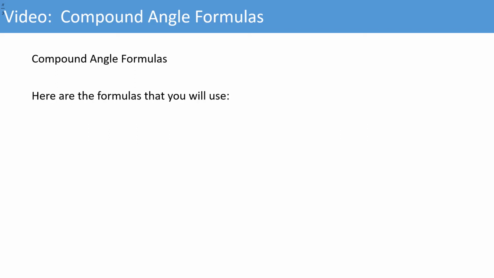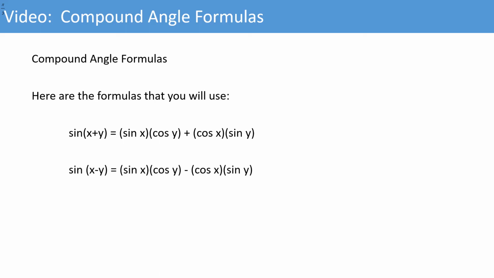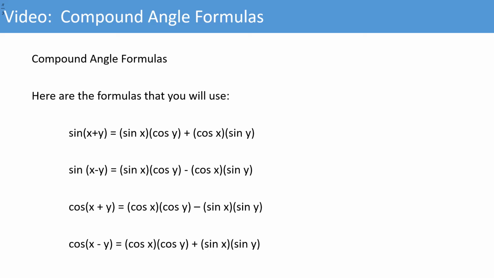Here are the formulas that you will use. Sine x plus y can be written as sine x cos y plus cos x sine y. Or you could have sine x minus y equals sine x times cos y minus cos x sine y. Cos x plus y equals cos x cos y minus sine x sine y. And the last one, cos x minus y equals cos x cos y plus sine x sine y.